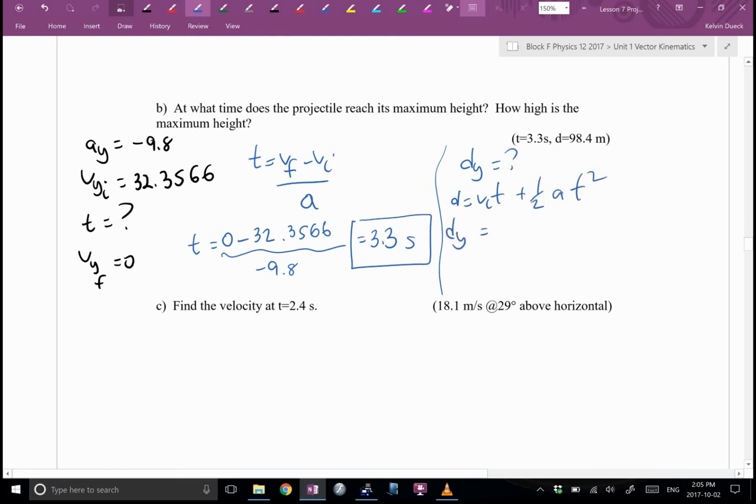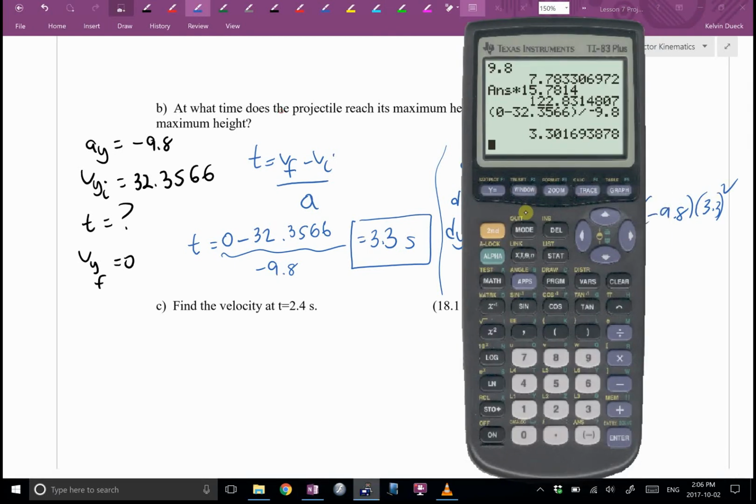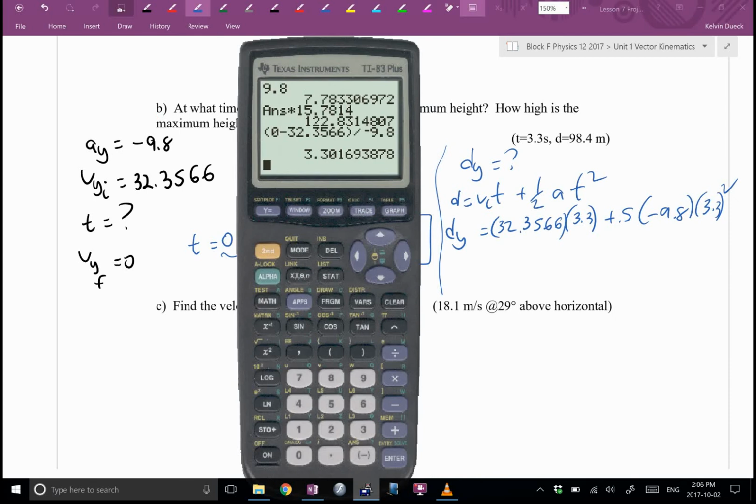So I'm going to get the vertical height is 32.3566 times 3.3 plus 0.5 times negative 9.8 times 3.3 squared. Now, rather than 3.3, I have this stored on my calculator still, so I'm going to use 3.3016938, that thing. It's pretty close to 3.3 with the 0 there and the 1 there. So 32.3566 times answer button plus 0.5 times negative 9.8 times answer button squared. And when I hit this, I get 98.4.